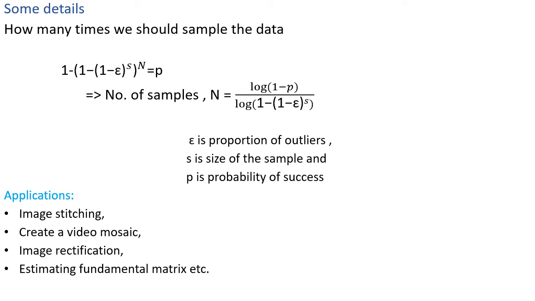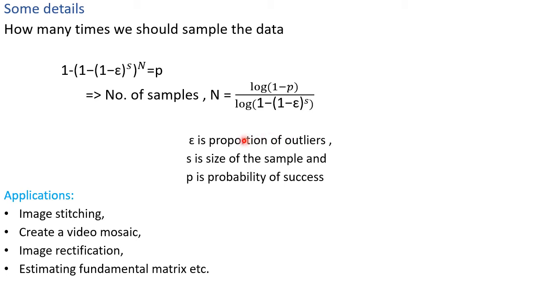From this equation we can calculate the N value. In the starting we know some things. P, the probability of success, is how much confidence we want to have. S is based on what model we want to construct, the size of the sample. Epsilon and capital N we don't know. So initially in standard RANSAC, epsilon is taken as 1. That means 100% are outliers.